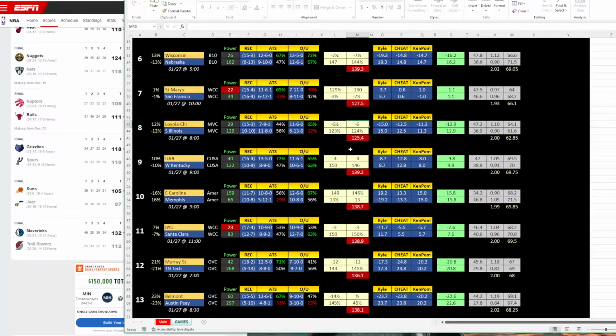Down here, like however you say it, Chicago, minus 6. We got minus 12.9, so minus 13. So that's a 7-point difference. So that's one game that I did look into.